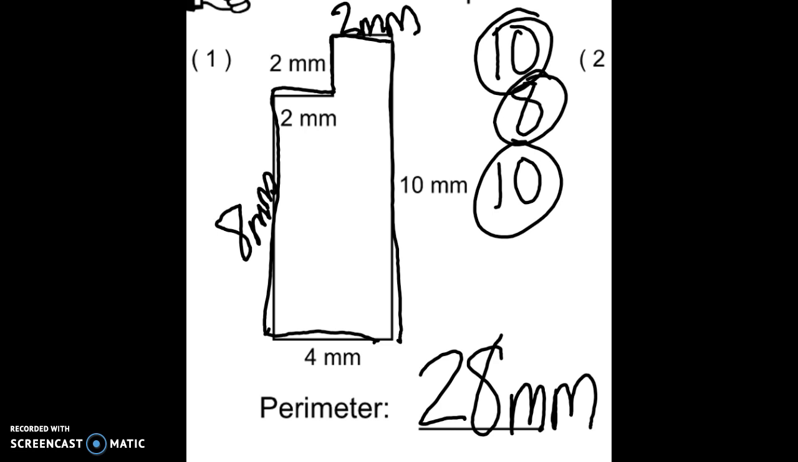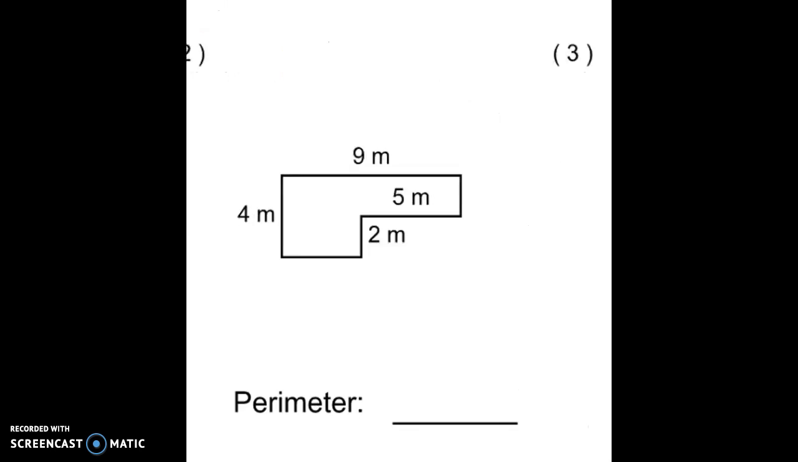I'm going to show you one more example. I'm going to go to number 2. All right, here's number 2. Again, we have a lot of the sides, just not all of them. I'm going to go ahead and highlight what we don't have. We do have this side, this side, and this side. So we're missing 2 side lengths that we need to figure out.